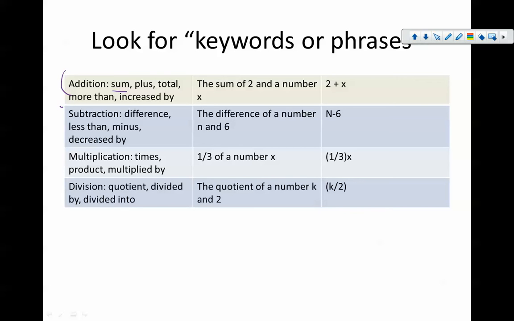For subtraction, we've got a couple more words and phrases. Difference means subtraction. Less than, minus, decreased by. These are all clues that what we're talking about is subtraction this time. Again, the difference of a number n and 6 is n minus 6.